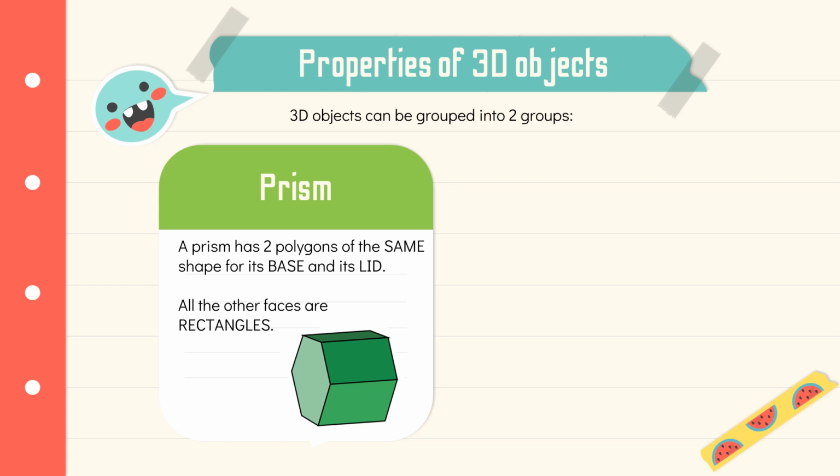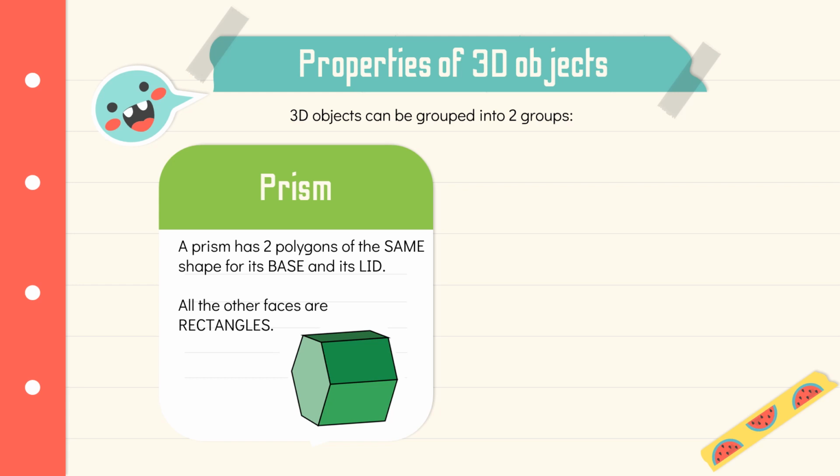Okay, remember a polygon is a flat 2D shape that is closed and it has straight sides only. So for an example, if the base was a circle, then the shape wouldn't be called a prism.